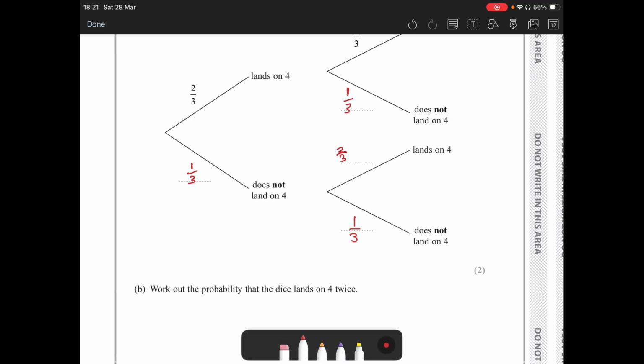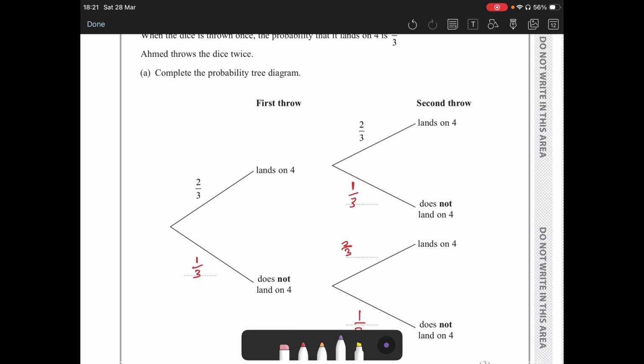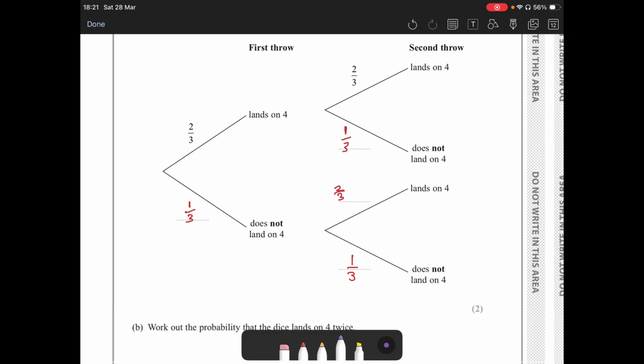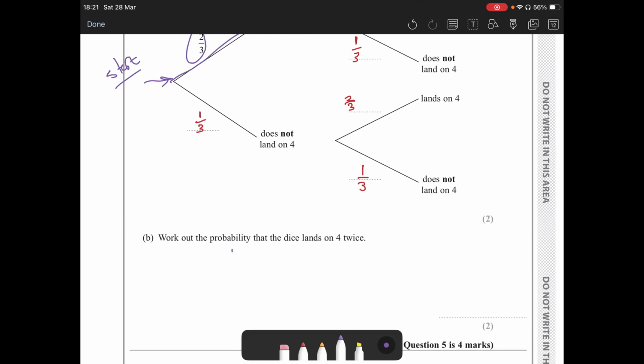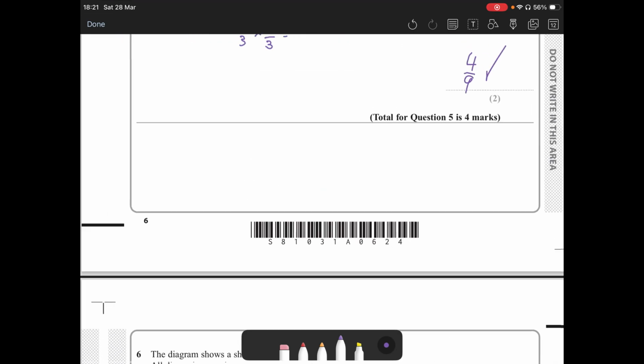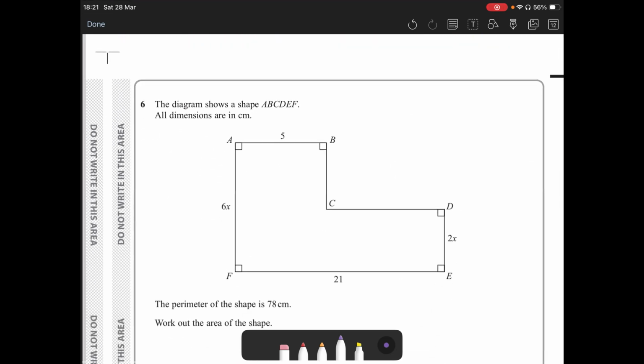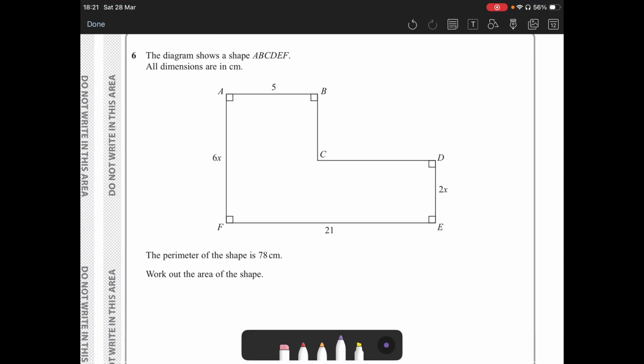Okay, so the probability he lands on 4 twice. Again, think of this as, here is your starting point. Which route would you have to go along to get 4 twice? You'd have to go this way first, this way second, multiply the probabilities on the way to the end. So it'd be 2/3 times 2/3, which is 4/9. You don't even need a calculator here. Easy money. Was that it? Wow, that's pretty easy.